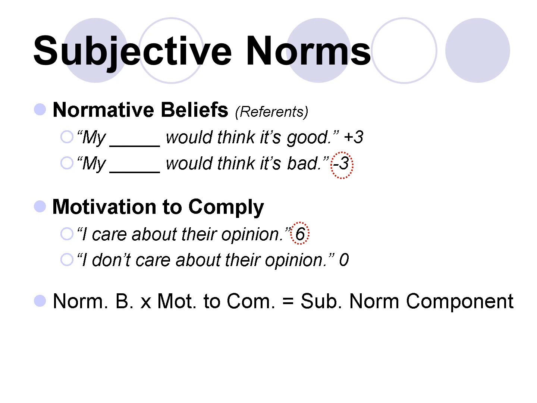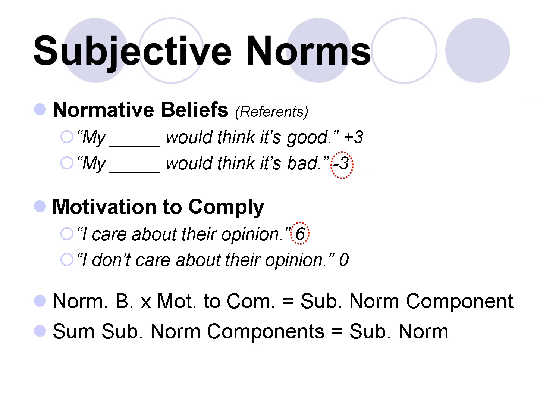So you do that multiplication, and right, it's things like my mentor thinks it'd be a bad thing to do, and I really care about their opinion. Be a -3 for their score, +6 for how you evaluate them. Be a -18. That would strongly be discouraging you from engaging the behavior. And as I say, we then would go and add up all these subjective norm components, and that gives us our subjective norm score, much like with attitude. Really just the same as with attitude.